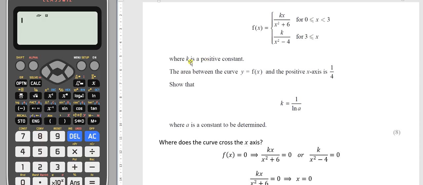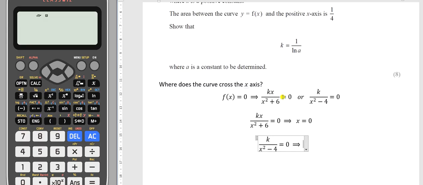But it tells us in the question k is a positive constant. So the curve has been scaled up by a factor of k. It's equal to 1 over ln of something. That's what we're going to prove later, but we can assume for now the thing we've been told, k is a positive constant. If k is a positive constant, this curve is never 0. There are no values of x for which this is 0. So how is it that we can be asked to compute the area between the curve and the positive x-axis if it only crosses the x-axis once?